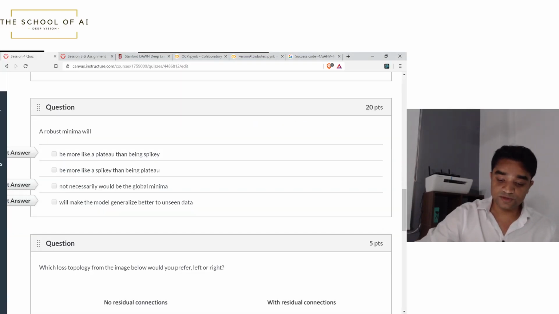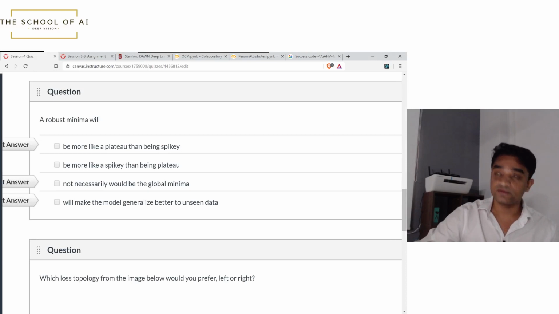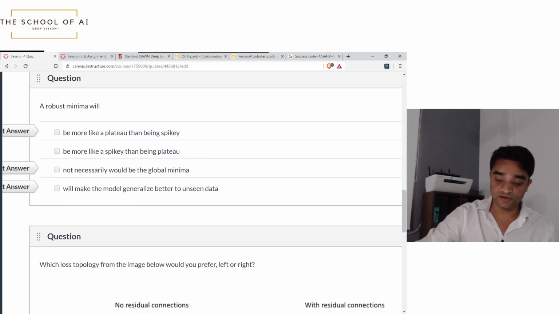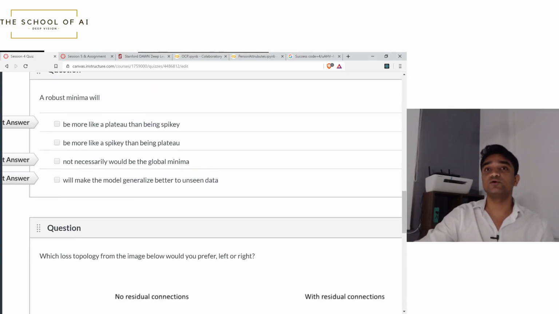Okay, a robust minima will be more like a plateau than a spiky one, right? We have discussed this part in the last session also. It will not necessarily be a global minima. There is no guarantee that there is a global minima. If a network has reached a global minima, that means there is no person in the whole world who can take the same network, apply a slightly better image augmentation strategy and get a better result. You will never be able to get a better result than global minima, but that we have never seen.